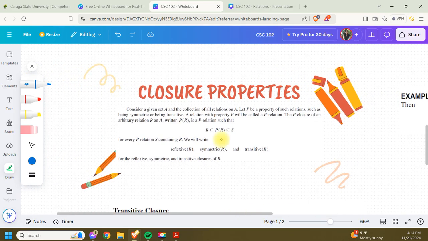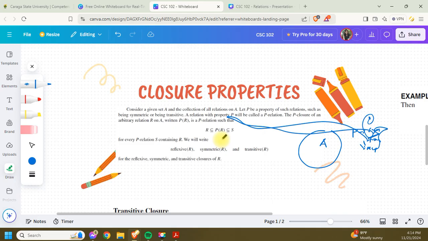Here, say for example, as a definition, we have a set A, and a collection of all relations on A. Let P be the property of the relation. When you say property of the relation, it could be symmetric, transitive, or reflexive. So that's like the property of the relation, okay?